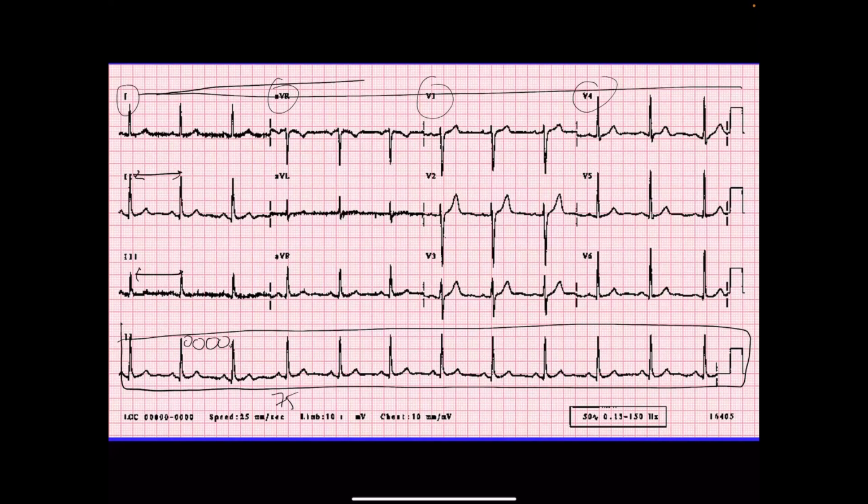Now, is it a regular rhythm or irregular rhythm? Regular. It's regular, yes, because you have 4 squares between each one. It's not changing. So the first step is determine the heart rate and then the rhythm. Or you can look at the rhythm and then the heart rate, whatever you want.